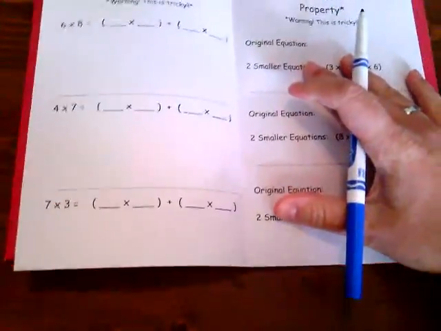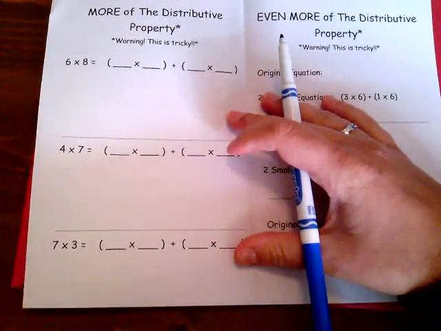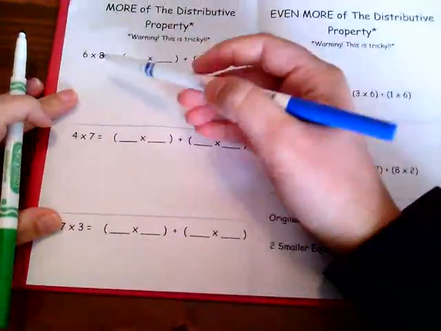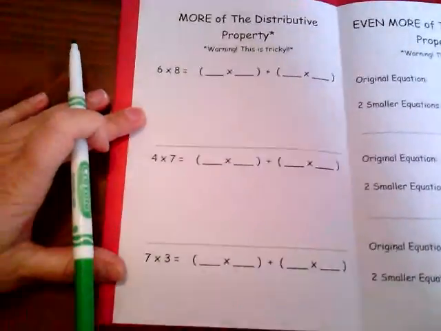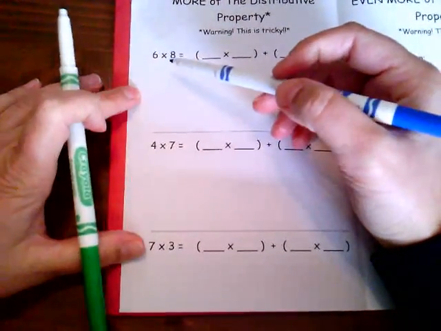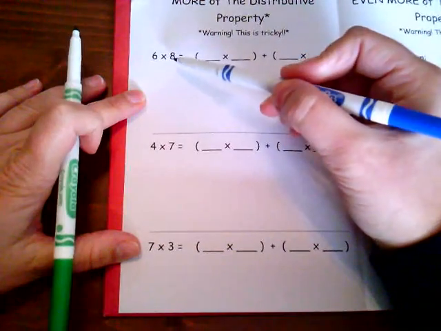Grab your next sheet that we've already folded. So let's talk more distributive property. So here I've got another equation, 6 times 8. Now that's a big fact. We've talked about zeros, ones, twos, fives, and tens, but we haven't really learned the 6s and the 8s yet.